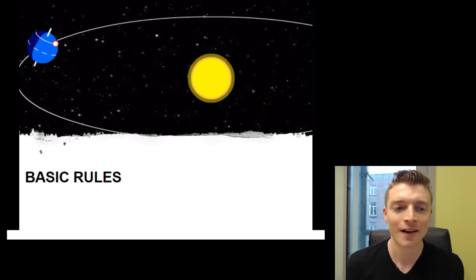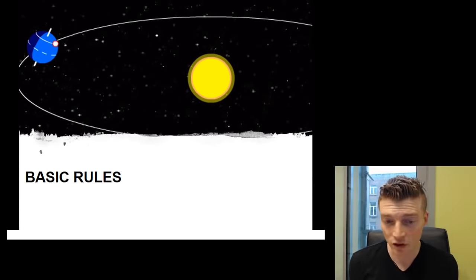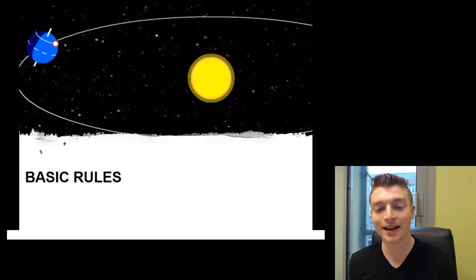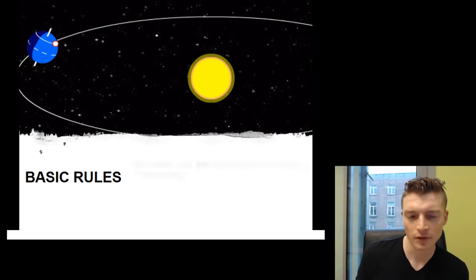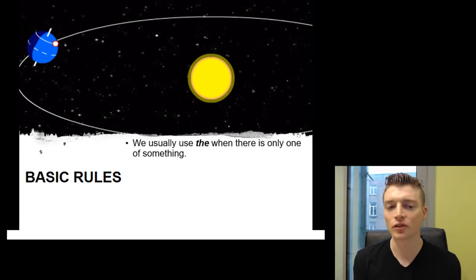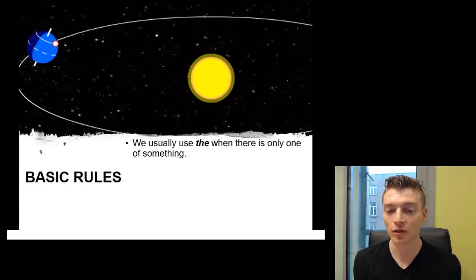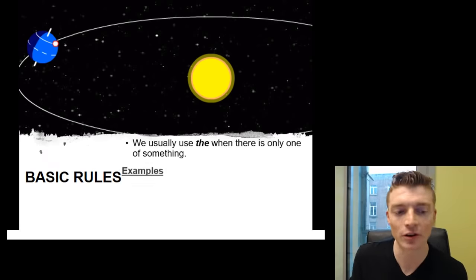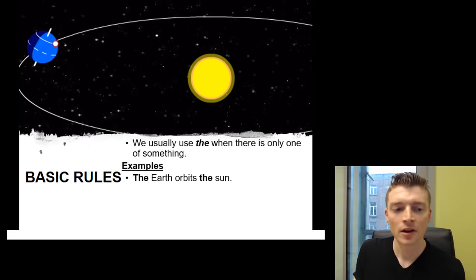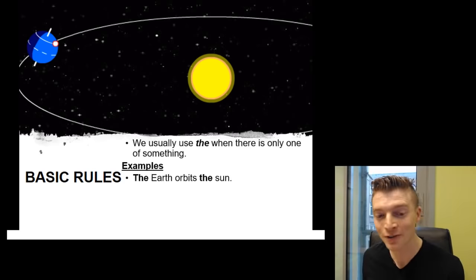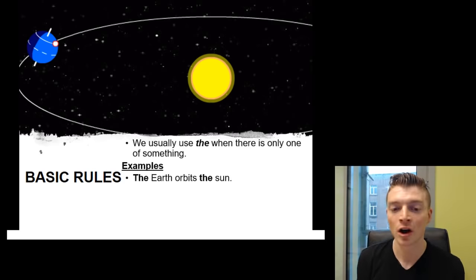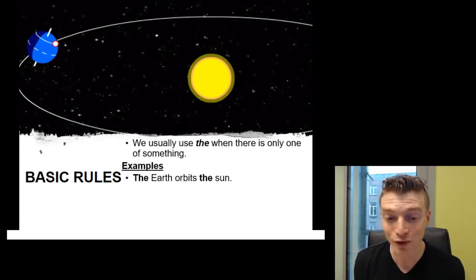Okay, excellent. What do you see now? It looks like we have the sun and the earth. We usually use "the" when there is only one of something. The earth, the sun. Let's take a look at a few examples. The earth orbits the sun. One earth, one sun. Now, of course, there are many stars in the universe, but here we're talking about our sun. There's only one sun that the earth orbits, the sun.